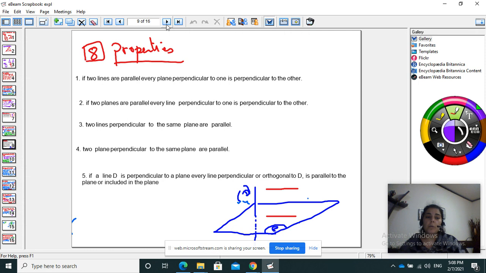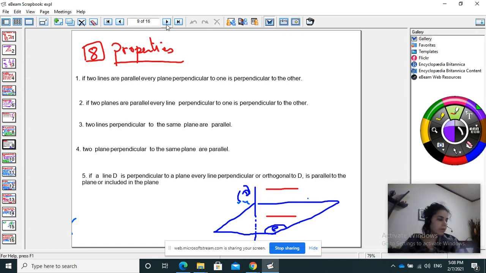Now, if two planes perpendicular to the same plane are parallel, easy peasy. Two planes perpendicular to the same plane. Let's say this is a plane, and this plane is perpendicular to this plane. I cannot hold it, but this plane is perpendicular to this plane. I will put it here, so you can see it like this. So as they are perpendicular to the same plane, they are parallel.